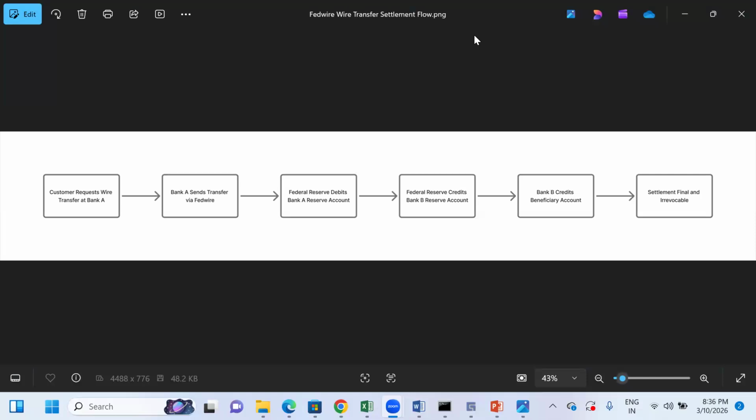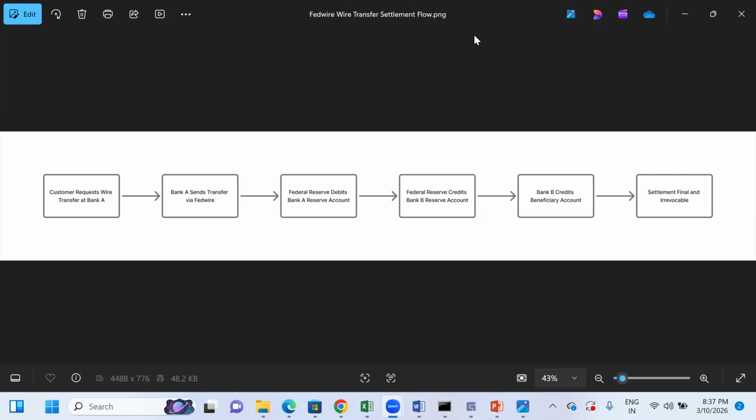Step 4, once settlement and transfer are completed, finally, it cannot be reversed. Once the final settlement or transfer is completed, you cannot reverse the payment. That is important. Next, the Fed sends acknowledgement to the sender.